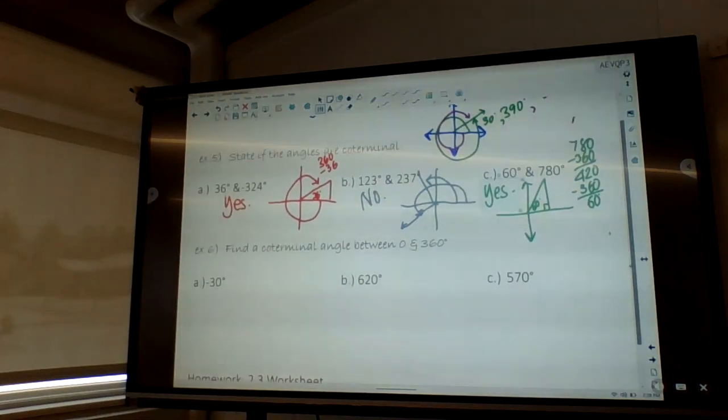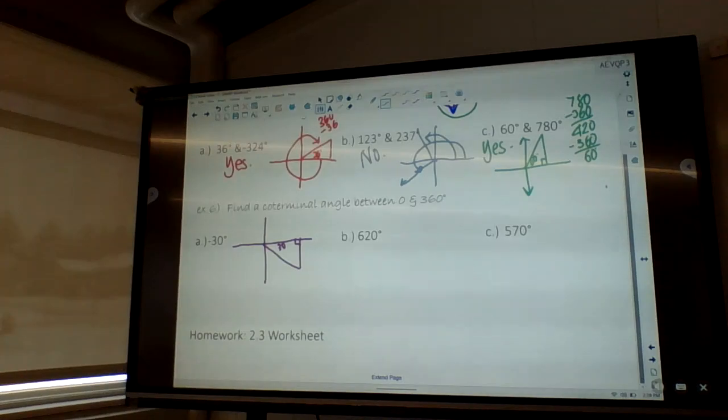And then the last thing it's asking us to do is find a coterminal angle between 0 and 360. So negative 30 would be here, and they want our angle now to be between 0 and 360, so I don't want to just keep spinning around. This one's a negative, so what I can do is add 360 to that. So a positive 330 would be the same angle.